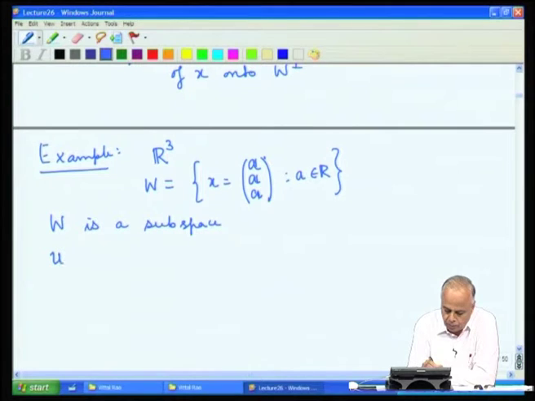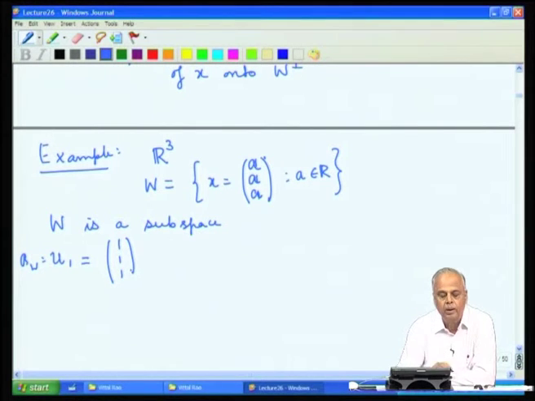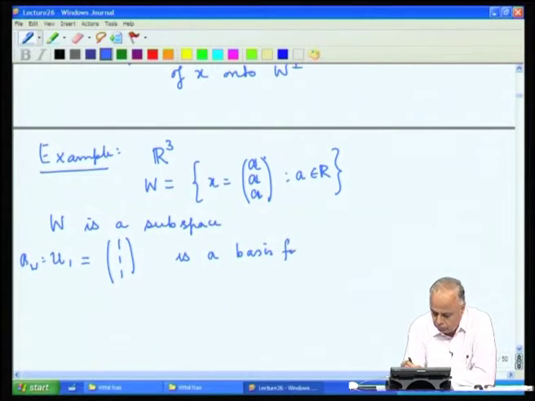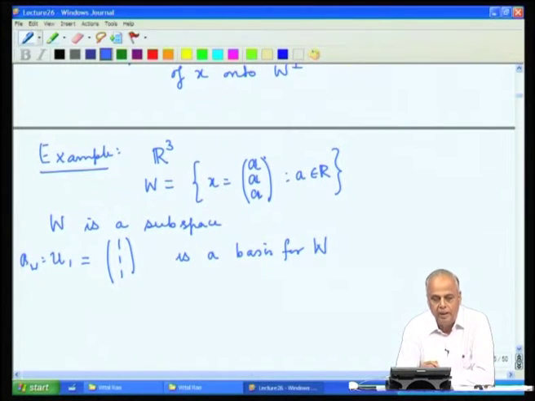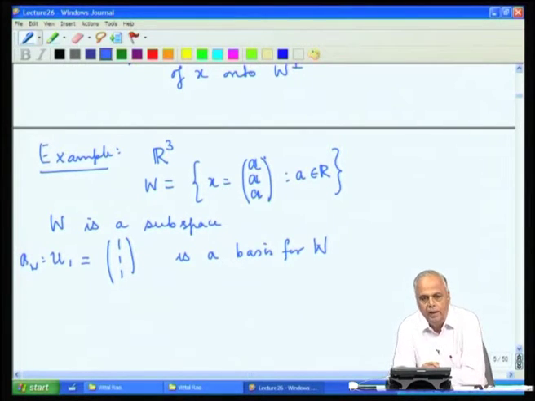Now, W is a subspace, we have seen this before, and if we take B_W to be the simple vector (1, 1, 1), then this is a basis for W. It is easy to verify that this is a basis for W, because (1, 1, 1) has all components equal, and therefore, U1 belongs to W, and any vector in W is just A times U1, and therefore, a linear combination of U1. U1 is linearly independent, and therefore, B_W is a linearly independent set in W, which spans W, and hence it is a basis for W.